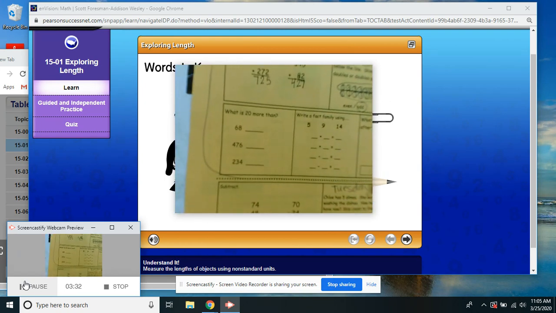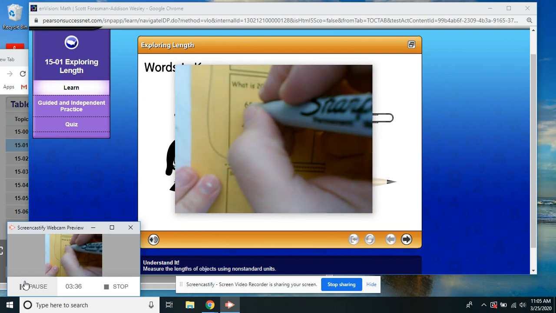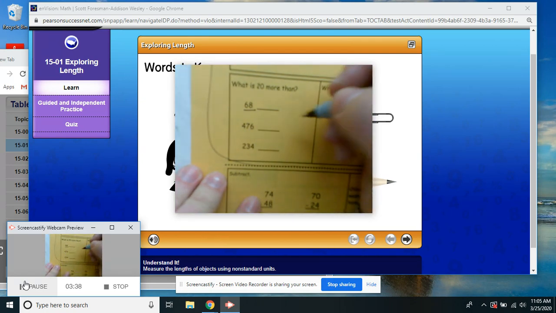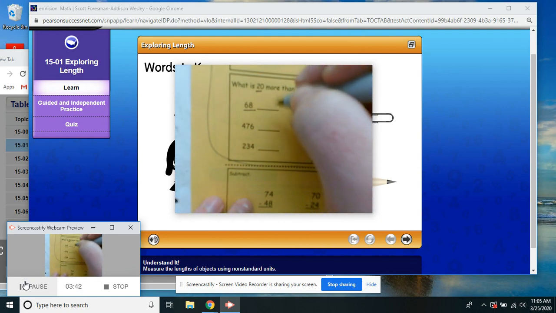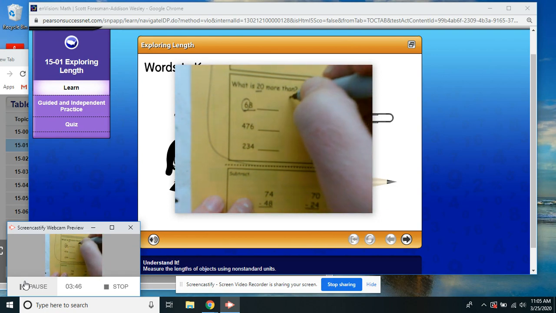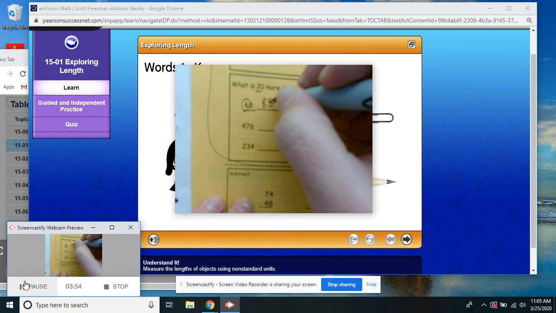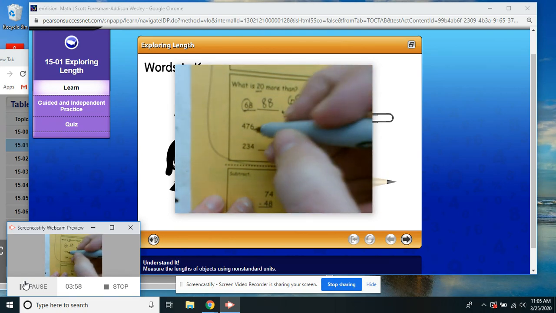All right, moving down. What is 20 more than 68? Well, if I don't know that off the top of my head that I need to add a 2 to the tens place, I can stack it up. 68 plus 20. 8 plus 0 is 8. 6 plus 2 is 8. Our answer is 88. Remember to pause this video at any time.